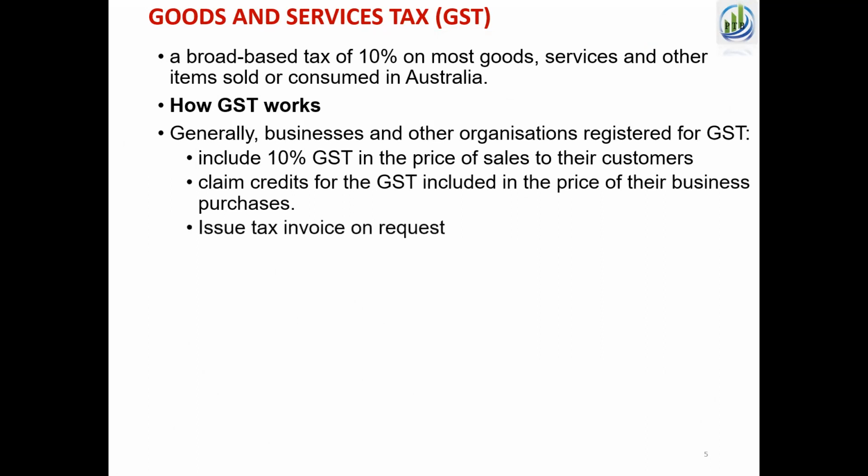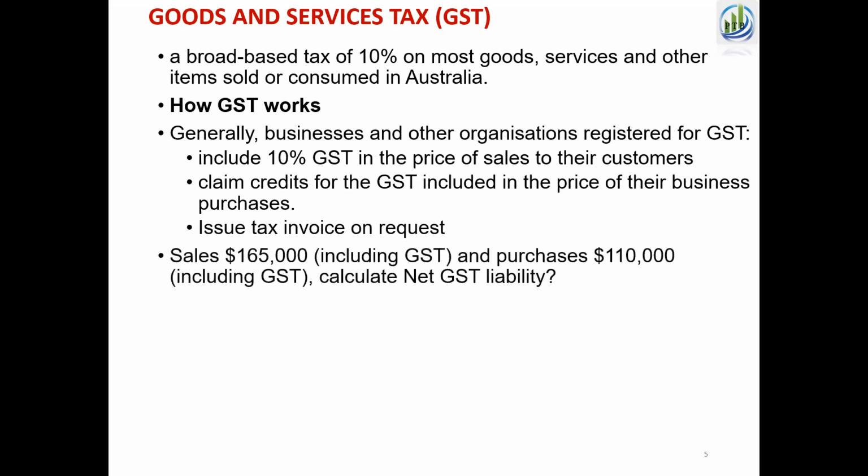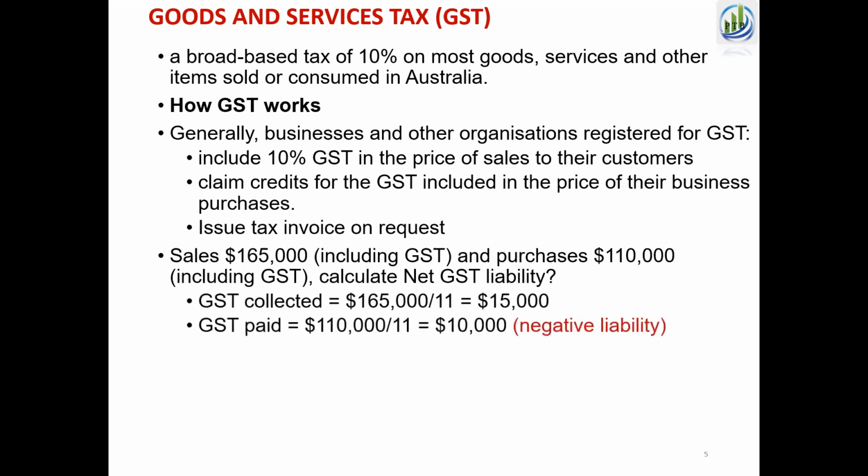That's the way it works, and you're required to issue a tax invoice. You can see total sales including GST $165,000. Total purchases including GST $110,000. So calculate the GST. This $165,000 includes GST, so you should divide by 11 to get the GST collected. GST collected means this amount that you collected on behalf of the ATO. So that amount you have to pay back to the ATO. That's called GST collected.